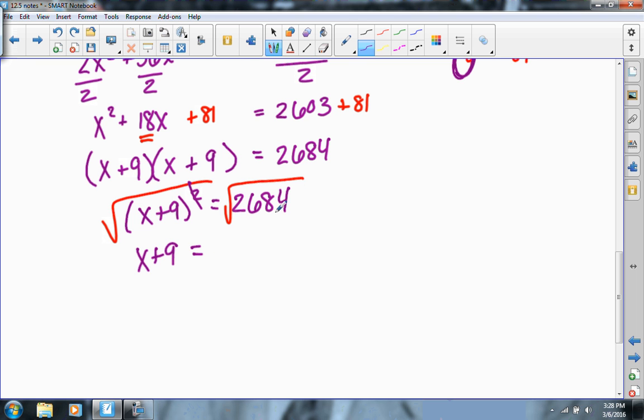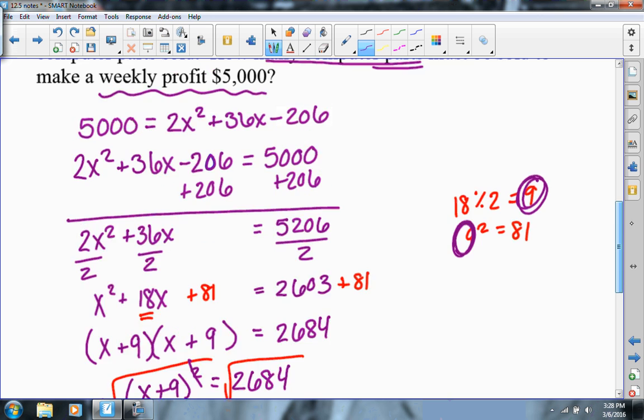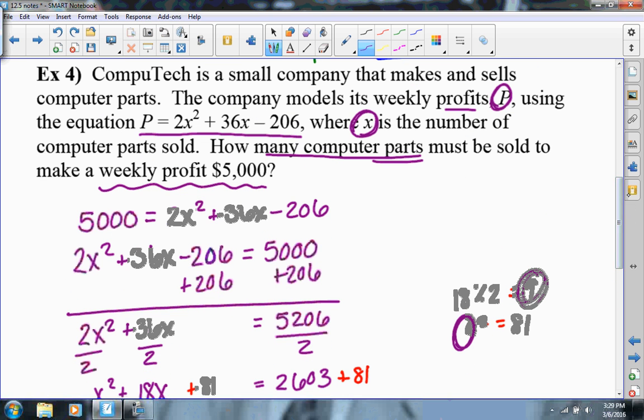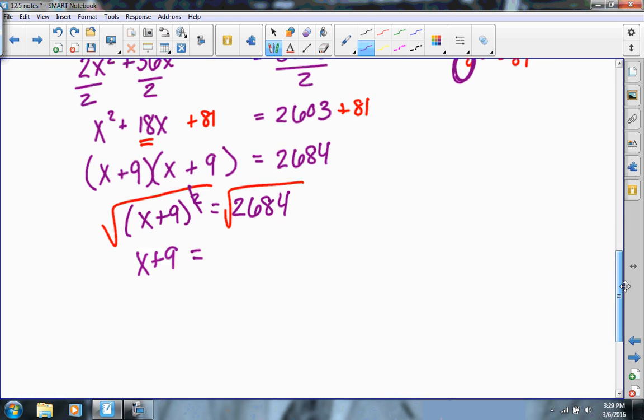Now, when I'm dealing with this number here, this 2,684, it's not a perfect square, but since we're dealing with realistic terms here, well, realistic in terms of math word problems, we're trying to find out how many parts. And when we talk about computer parts, we don't say, oh, I have the square root of 2,000 parts. We want to actually make this a decimal, okay? So when we take the square root of that, we'll make a decimal and we'll round it to two places here. So that's 51.81. So that makes a little more sense that we've got 51 parts.